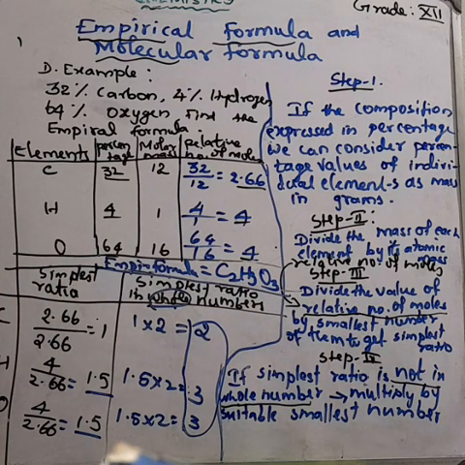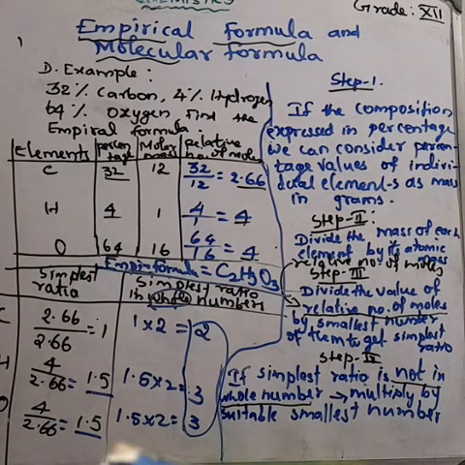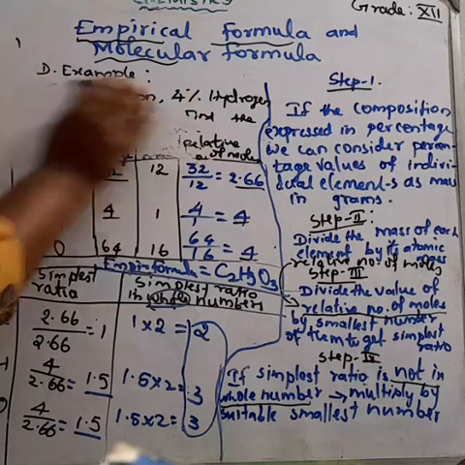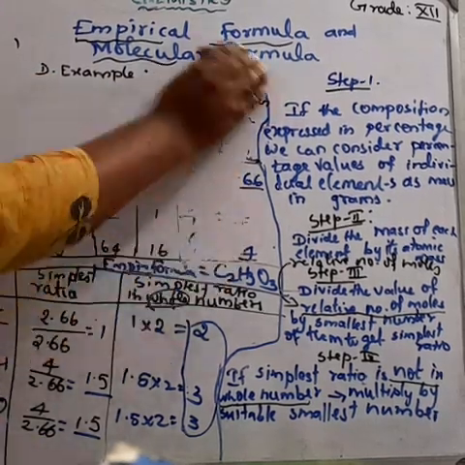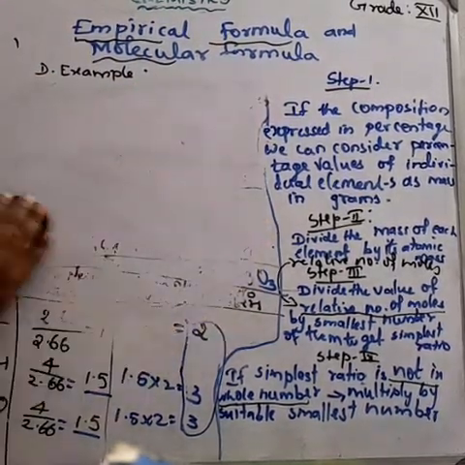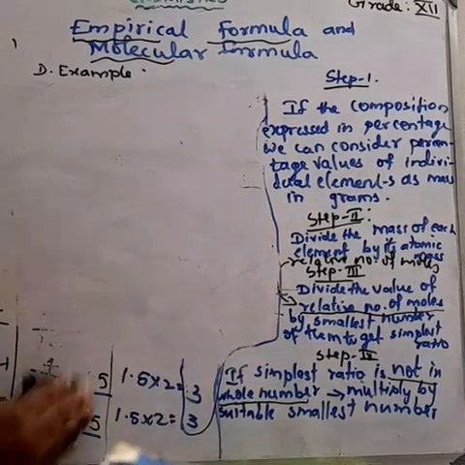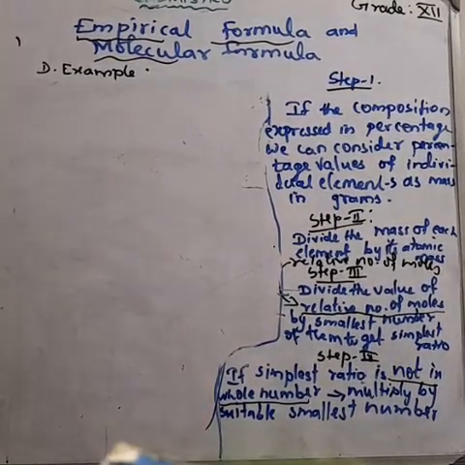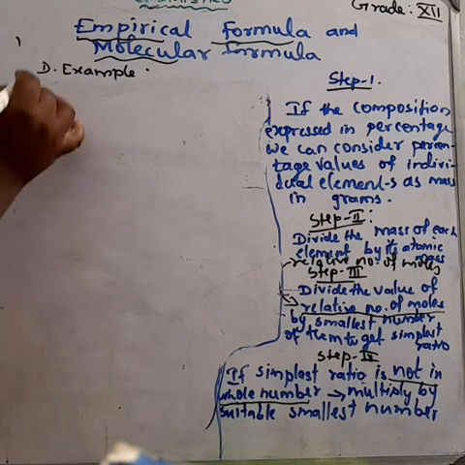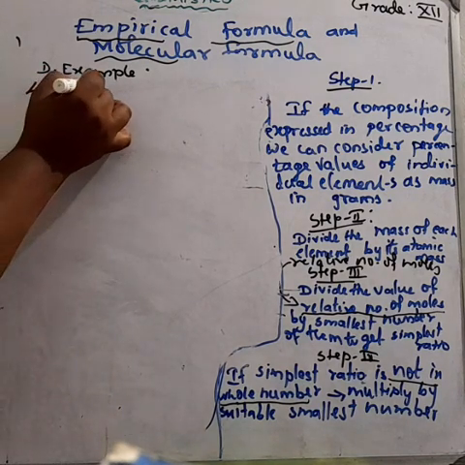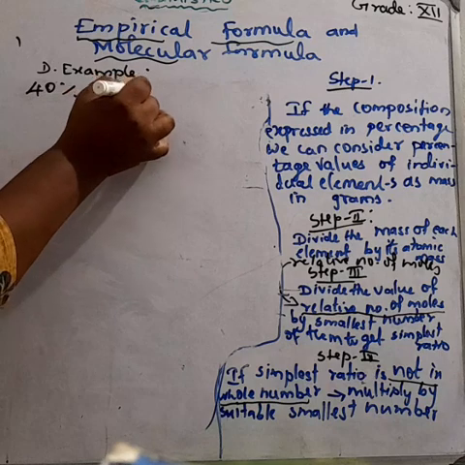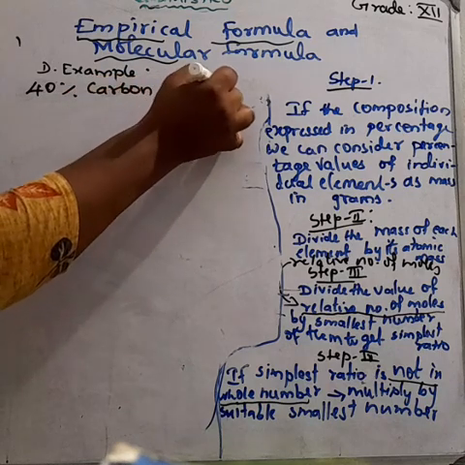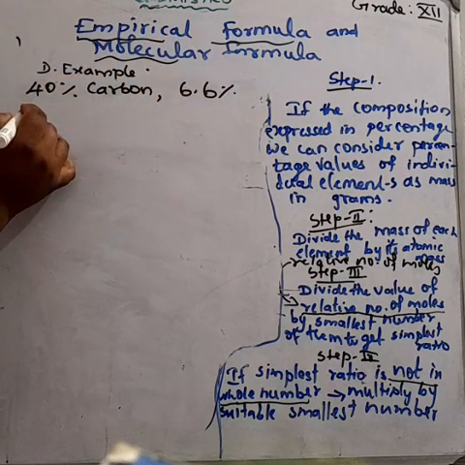And another example. Example number 2. An organic compound present in vinegar has 40% carbon, 6.6% hydrogen and 53.4% oxygen. Find the empirical formula of the compound. Okay, so this is the second question.